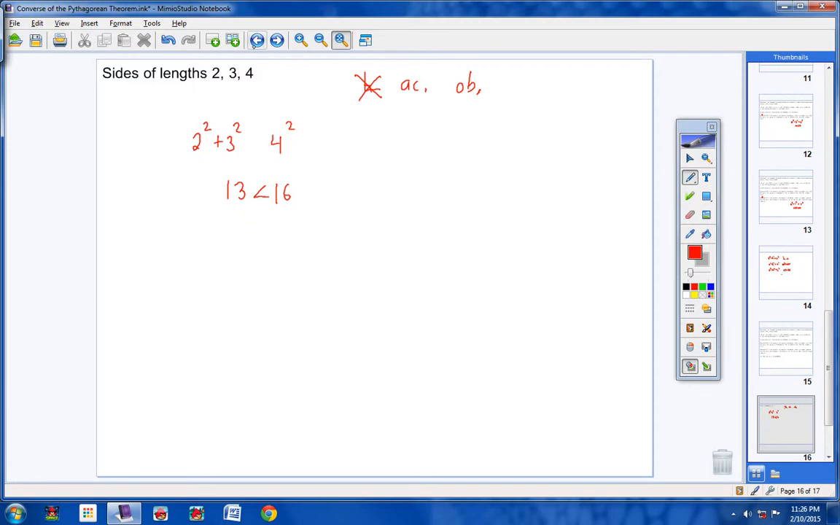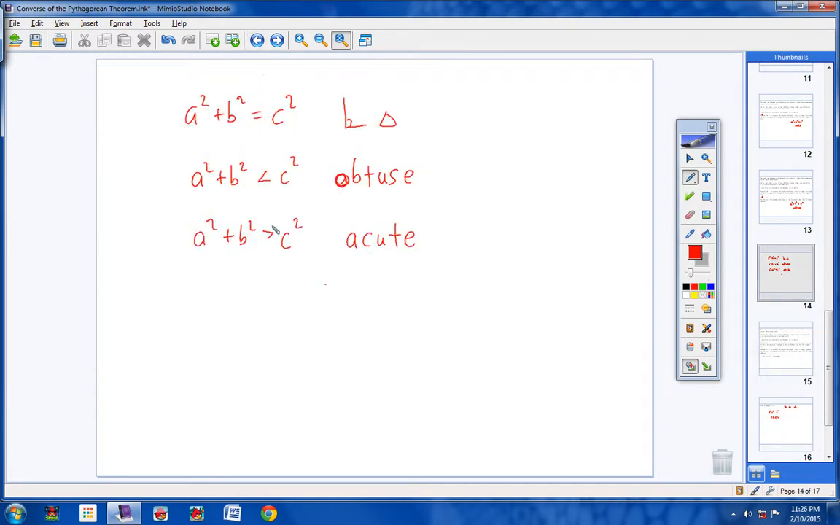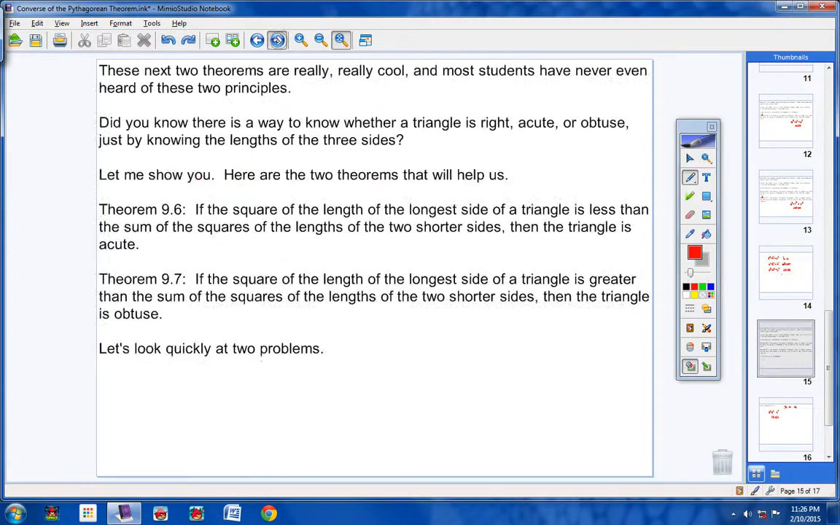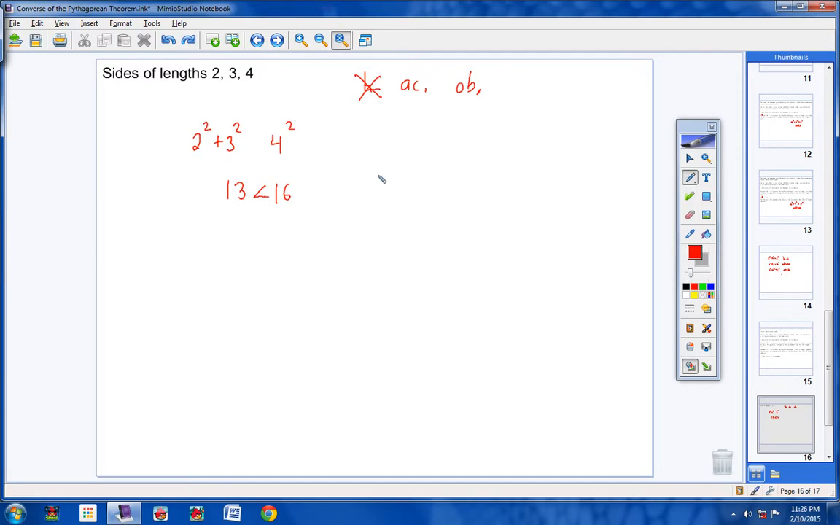Let's go back a page. Whenever the sum of the squares of your two smaller sides is less than the square of your longest side, you know for sure that you have an obtuse triangle. Okay, so we know the triangle that has these three lengths here is obtuse. It's that simple, students.